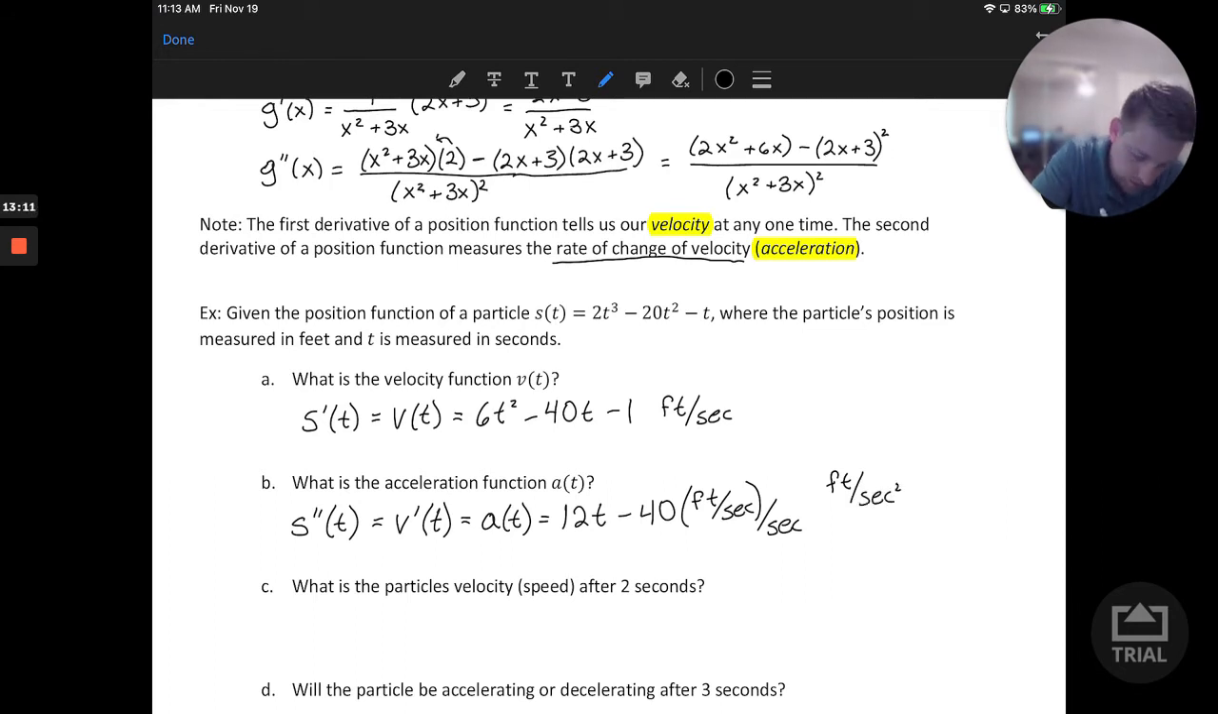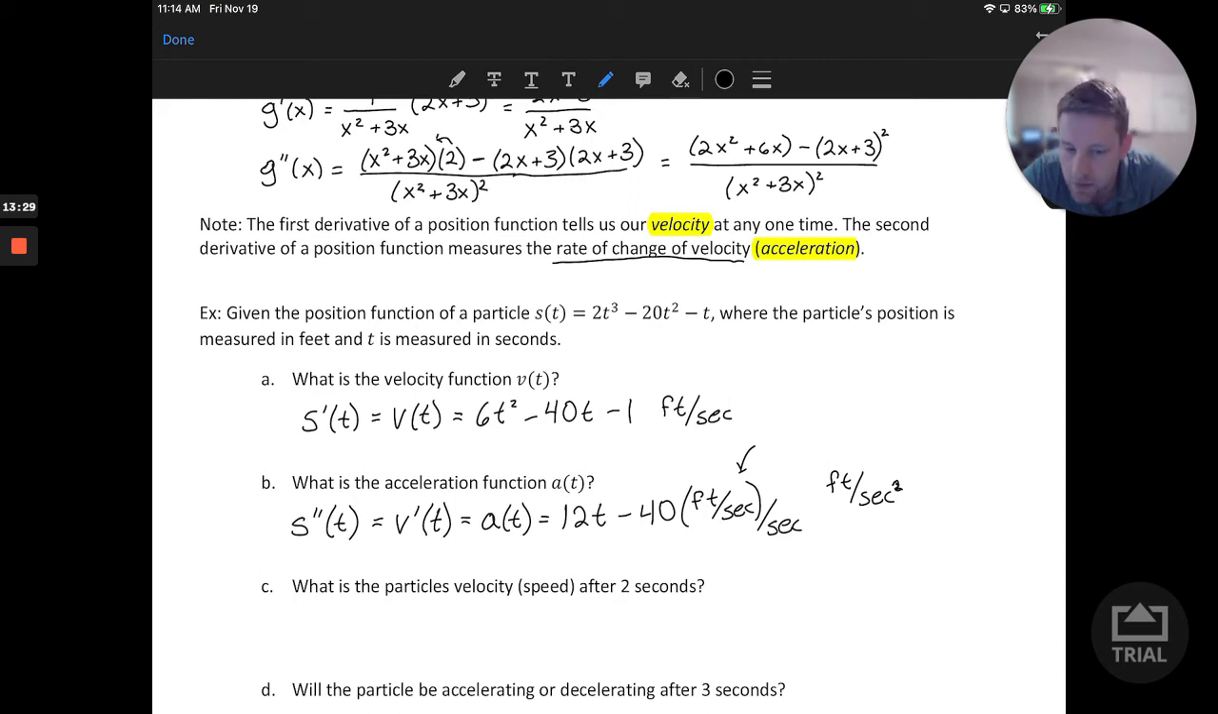So that's our units for acceleration, feet per second squared, because we're measuring how the speed here is changing over time.